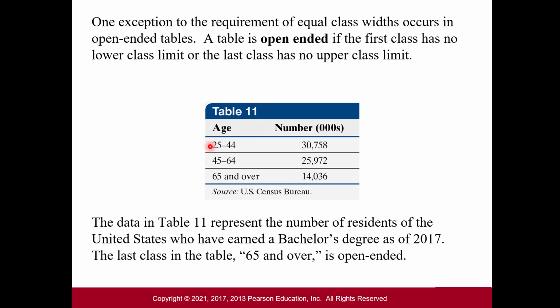Very similarly, if we add another class and said 25 and younger, that would also make it open-ended.